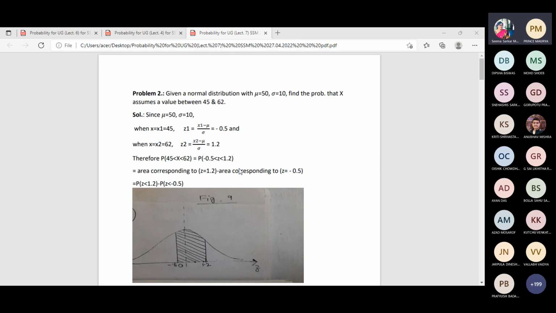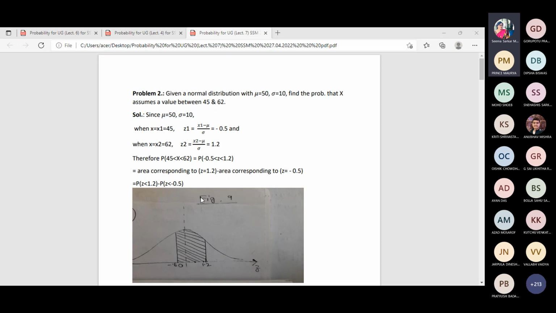Just check your normal distribution table. What is the area to the left of Z is equal to 1.2? Can you tell me what the area is? 0.8849. And the area to the left of Z is equal to minus 0.5? 0.3085. Anyway, so this is the area.